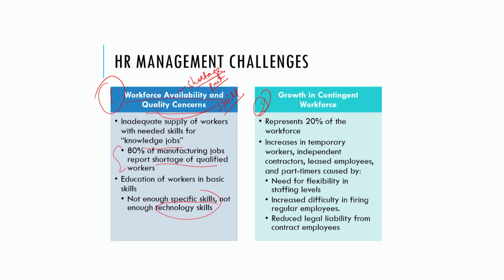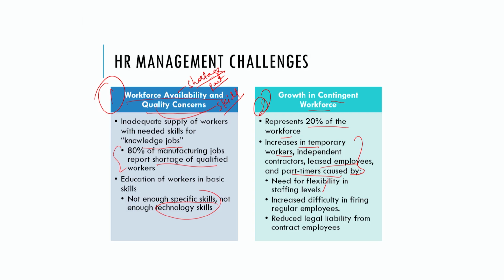Second is growth in contingent workforce. Here it represents 20% of the workforce, and it is basically the temporary worker, which is a leased employee or part-time worker. Why has this increased? Because we needed flexibility in staffing levels. We may not need all the employees all the time.